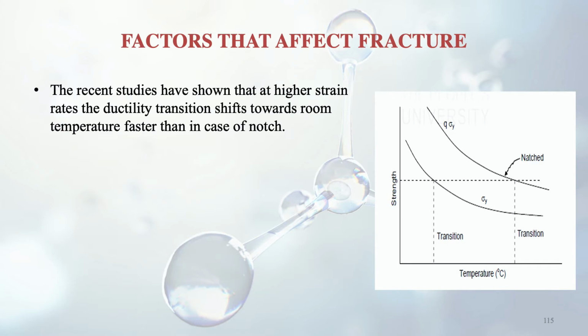And there are certain recent studies that have shown that at higher strain rates, the ductile to brittle transition shifts towards room temperature faster than in case of the notch. So an even worse condition is that of the higher strain rate, even worse than the notch. The notch has already got a higher yield strength, but if there is a higher strain rate, meaning the yield strength is further increasing, then the condition becomes worse, and the ductile to brittle transition takes place very near to room temperature and can be really harmful.